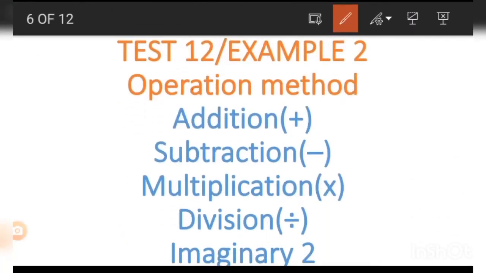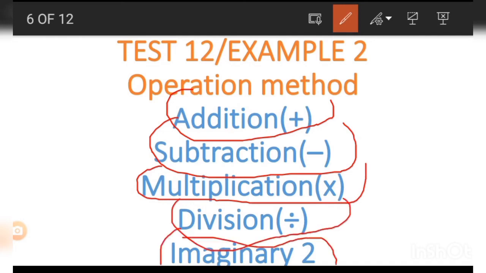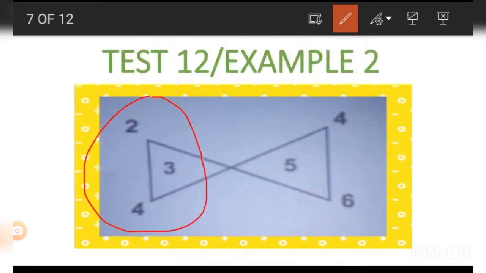Now let's look at the second exercise, where we'll make use of addition, subtraction, multiplication, division, and also imaginary number 2. Alright, now let's begin. This is the picture. It has 2 sides. The 2 sides are independent of each other because numbers on the left side don't need numbers on the right side.